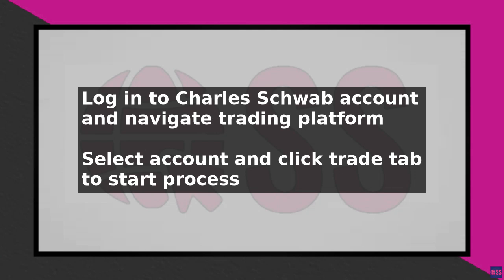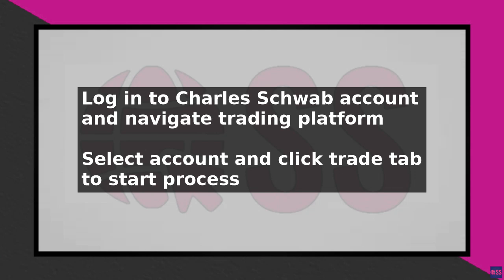First, log into your Schwab account and navigate to the trading platform. You can use either the website or the mobile app to set a trailing stop loss. Once you are logged in, select the account you want to trade with and click on the Trade tab.